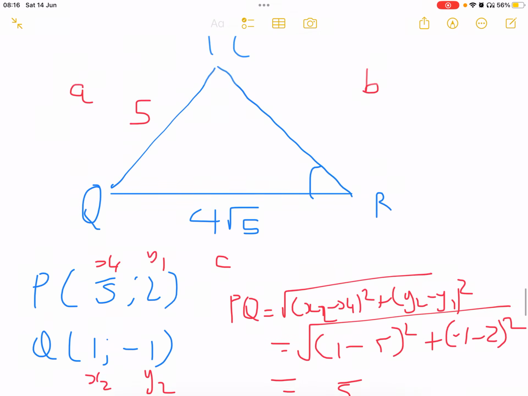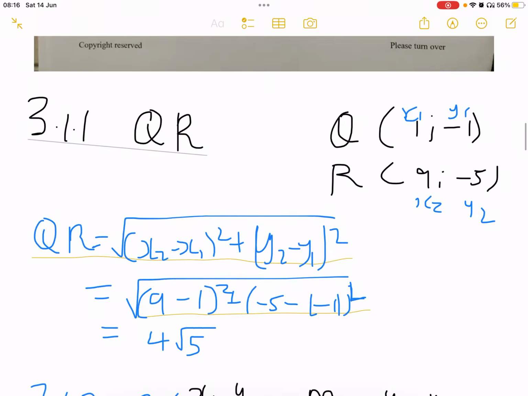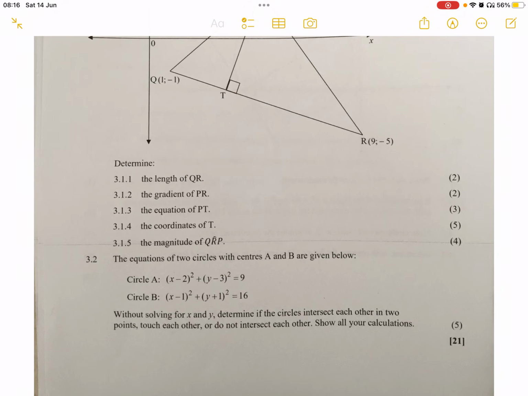Okay, let's get to the last question, which is more of a grade 12 type of question. Now, they're saying that equations of two circles with centers A and B are given below, with circle A being (x − 2)² + (y − 3)² = 9. Circle B is (x − 1)² + (y + 1)² = 16. Without solving for x and y, determine if the circles intersect each other in 2 points, or they touch each other, or they do not intersect each other.